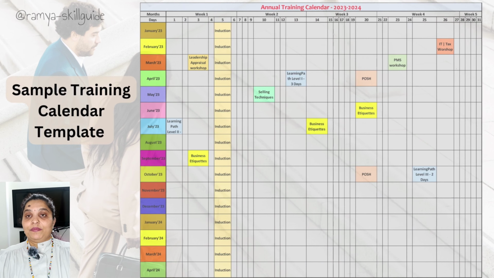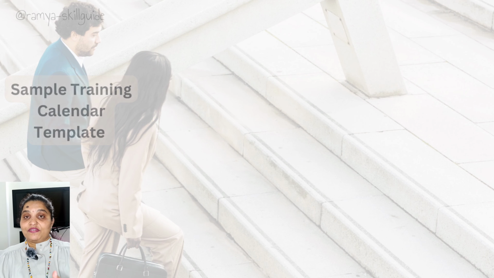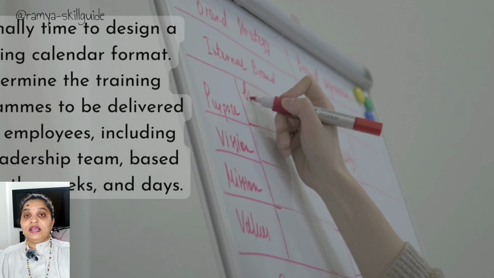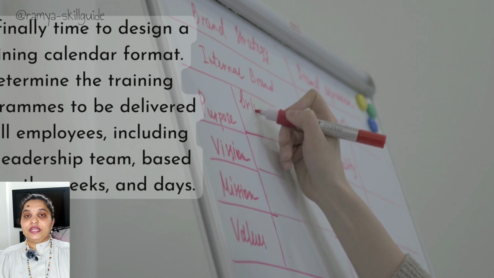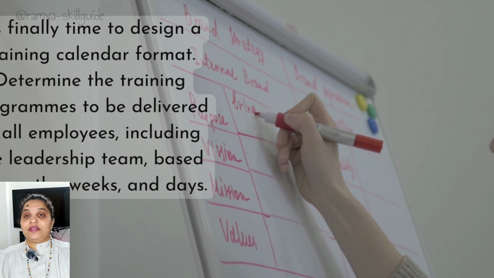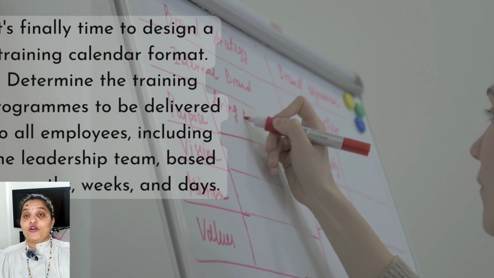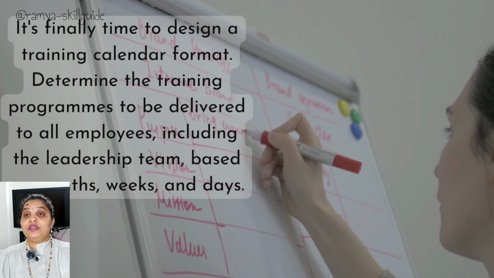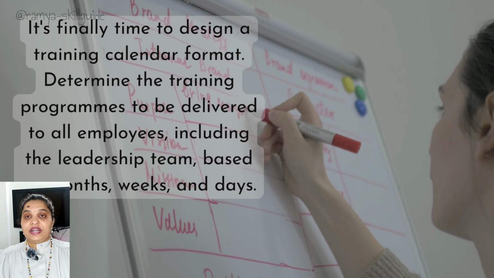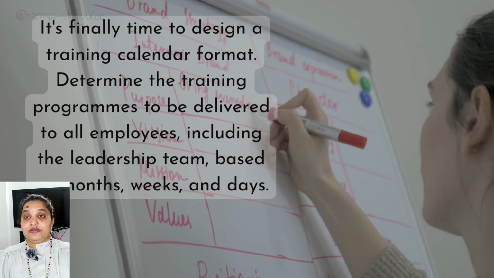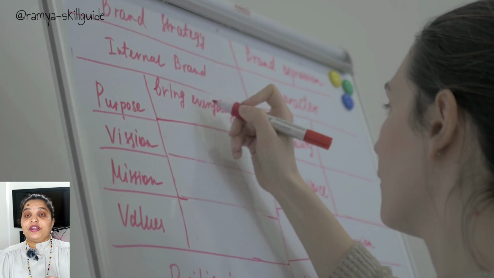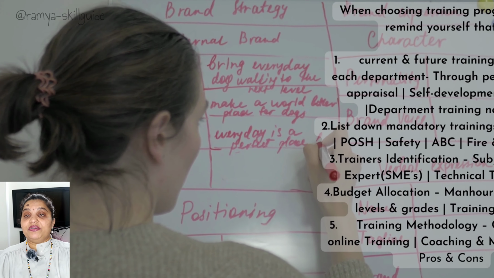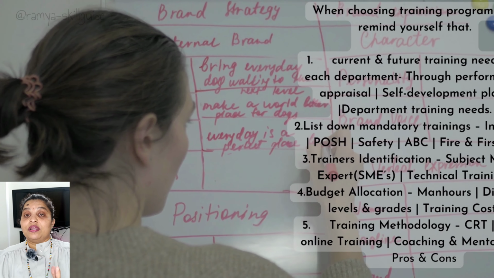When choosing training programs, remind yourself that first, current and future trainings need for each department, that is through performance appraisal, self-development plans, department training needs. Second, list down mandatory trainings, inductions, POSH, prevention of sexual harassment, safety, ABC, that is anti-bribery and corruption, fire and first aid. Trainers identification. Subject matter experts or the technical trainers for different training programs are required. Budget allocation, man hours, different levels and grades, and training costs should be remembered.